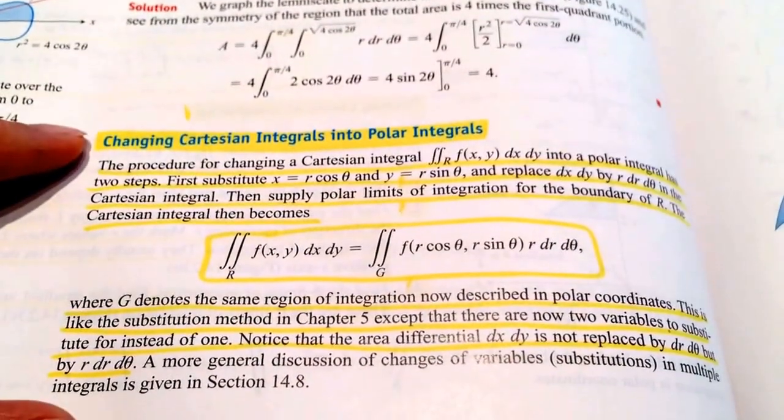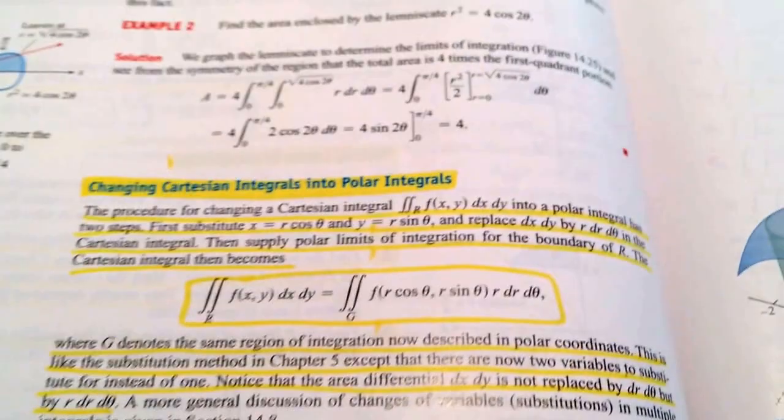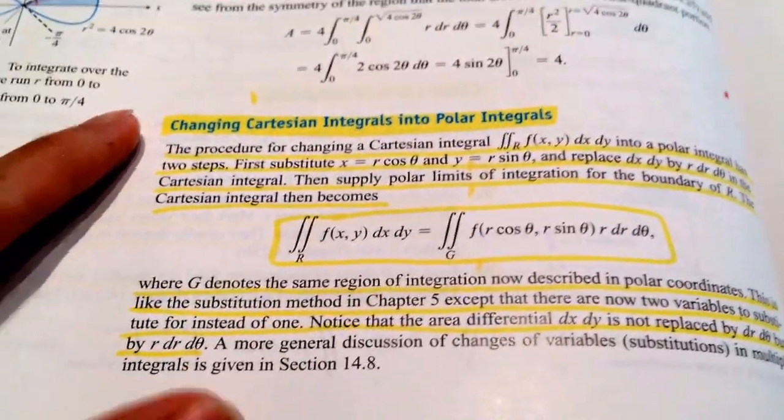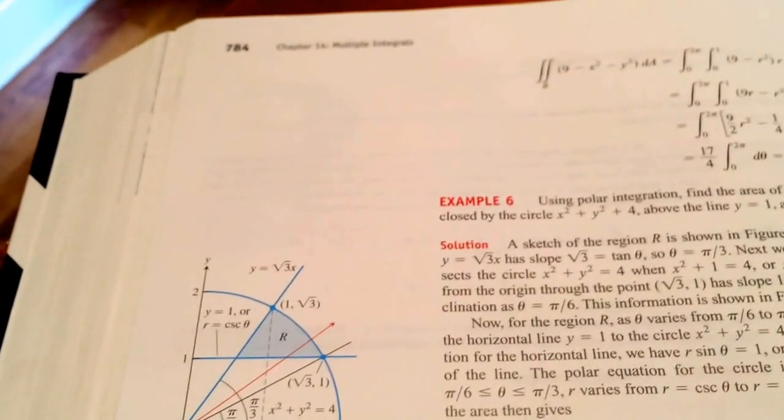So go back and read this stuff on your own later, because it has some good information. But we're going to look now at some examples. So this is page 784. Actually, first we're going to look at my notes. And then we're going to look at some examples. So let's look at my notes.